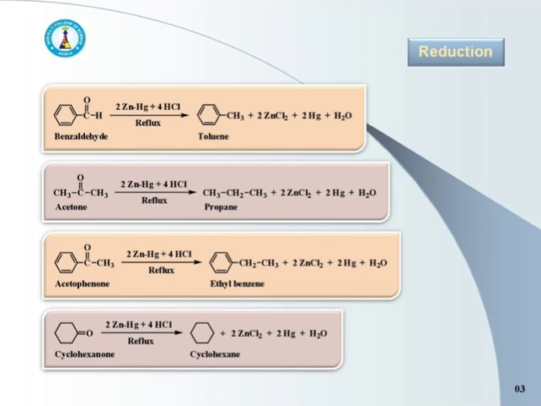Here also, the reagent used for reduction is amalgamated zinc and HCl. The bivalent carbonyl group gets converted to CH2, that is methylene group. In Clemmensen's reduction, there is always a conversion of carbonyl group into methylene group so as to form the hydrocarbons.